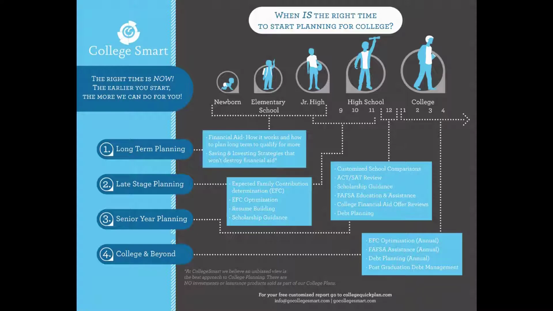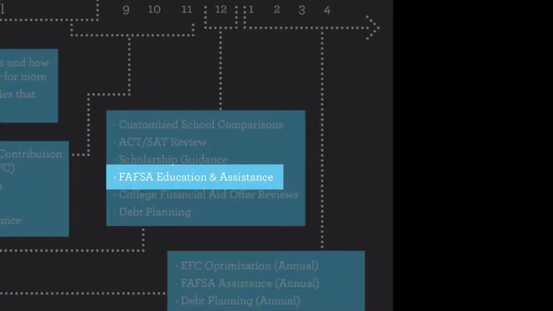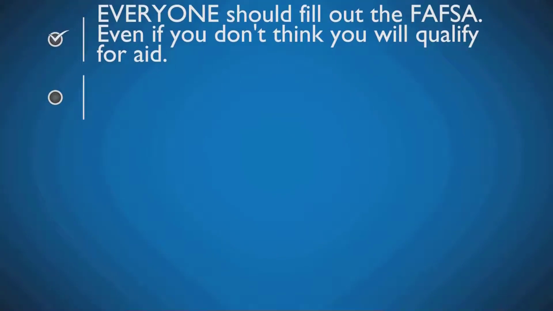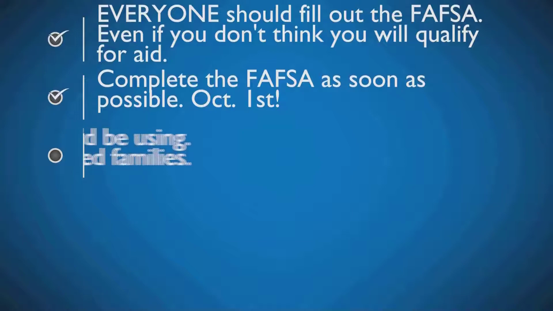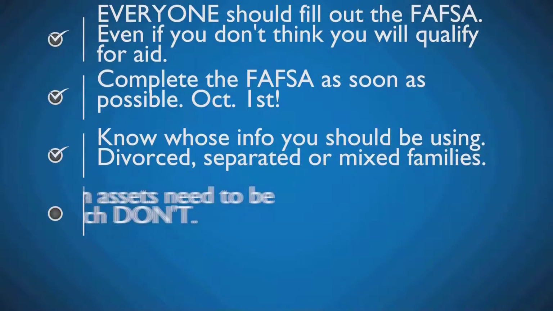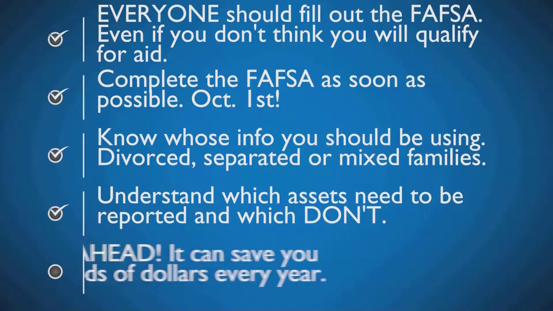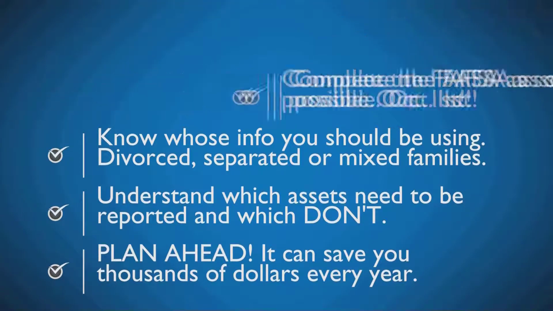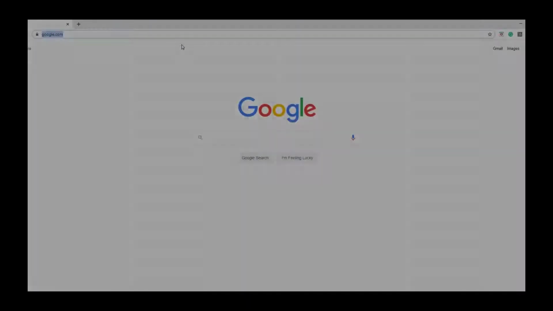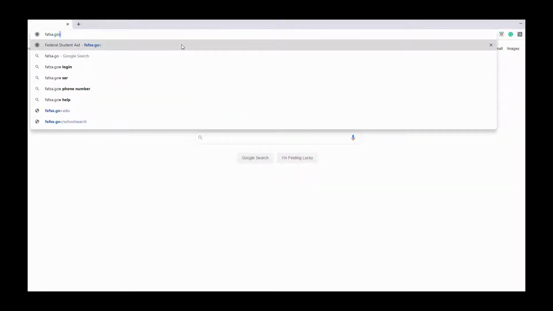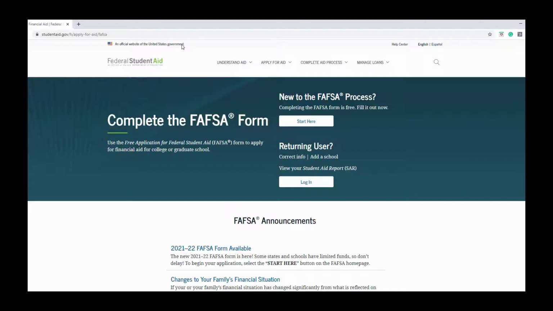First of all, it's important to know where you are in the overall process of planning for college. We're looking at senior year, FAFSA education and assistance. Okay, let's start by going to fafsa.gov. And that will bring us here. So what you're going to want to do is go to Start Here, new to the FAFSA process.